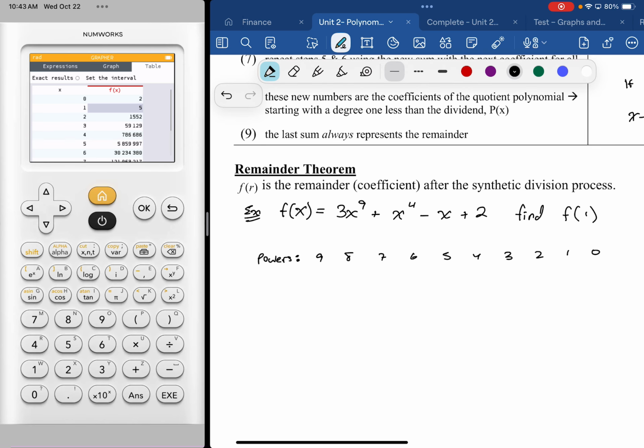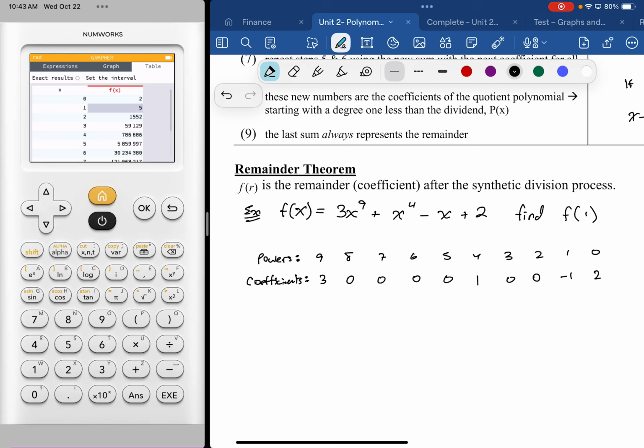All right, the coefficients. The coefficients are 3. I don't have anything for 8. I don't have anything for 7, 6, 5. I do have for 4 is a 1. 3, 2 I don't have there. I got a -1 and a 2. So I would fill in everything that hasn't been accounted for yet with a 0. All right, so 3, 0, 0, 0, 0, 1, 0, 0, -1, 2.